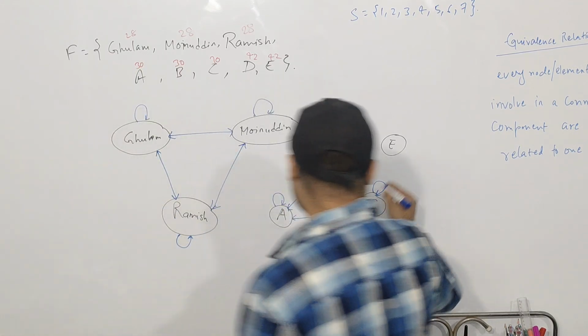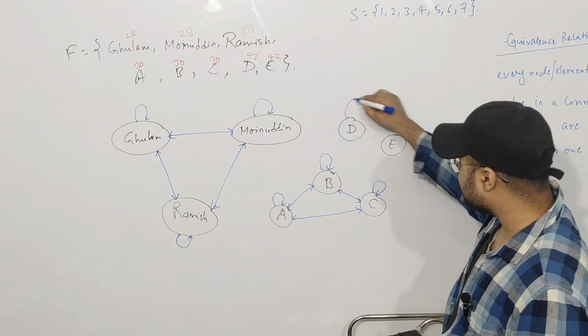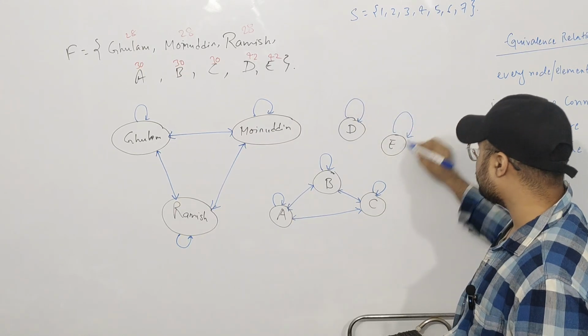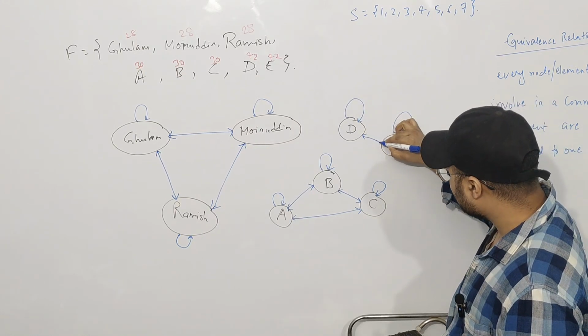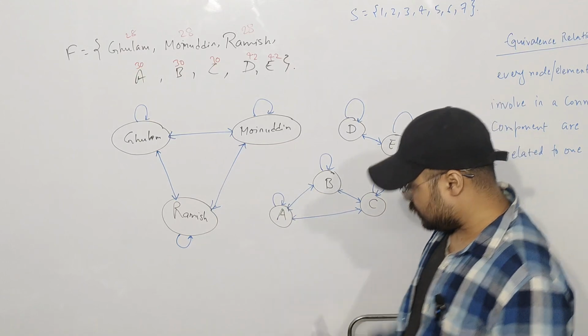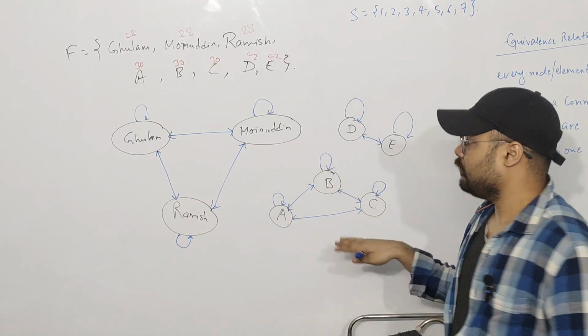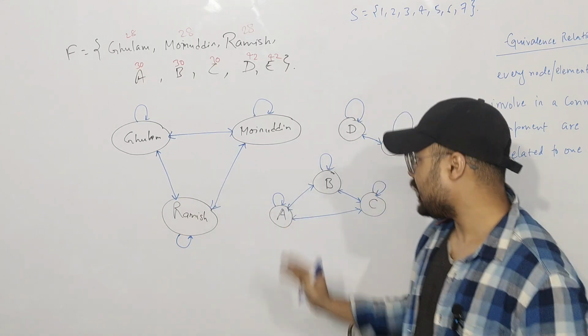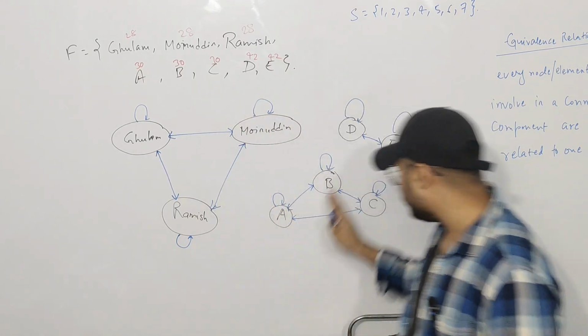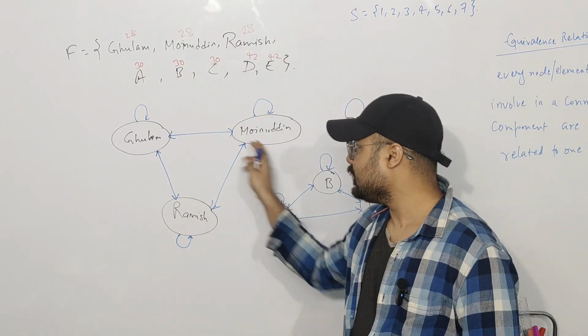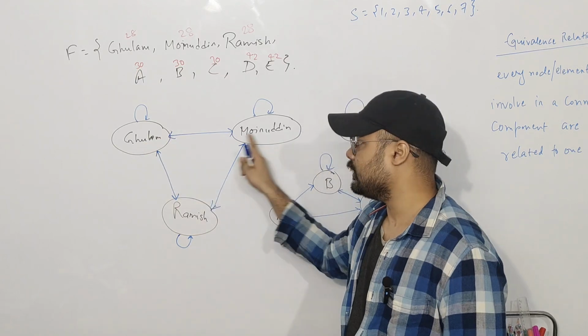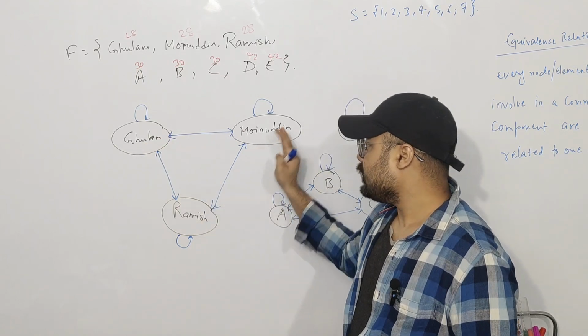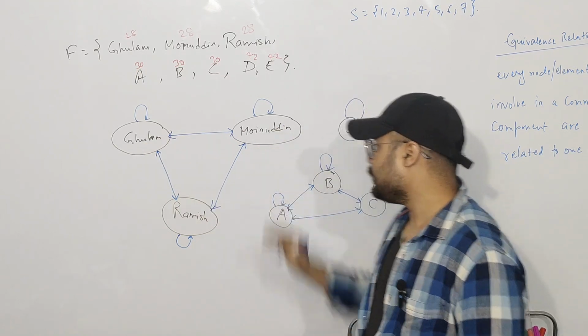And when it comes to D and E, both are 42 years old. D is related to itself, E is related to itself, and there is a bidirectional age from D to E. So when you get this type of graph where every edge is bidirectional, for each connected component, every node is related to one another.